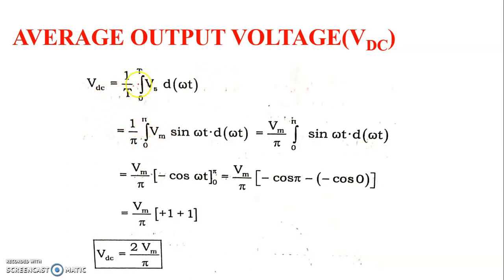So from 0 to pi, the input voltage Vs is Vm sine omega t, d omega t. Here Vm is a constant term, so take Vm outside: Vm by pi integral from 0 to pi of sine omega t d omega t. By integrating sine omega t d omega t, we get minus cos omega t. Then we apply the upper and lower limits. After solving this, we get the average output voltage of the full wave rectifier as 2 Vm by pi. So this is the formula for calculating VDC.